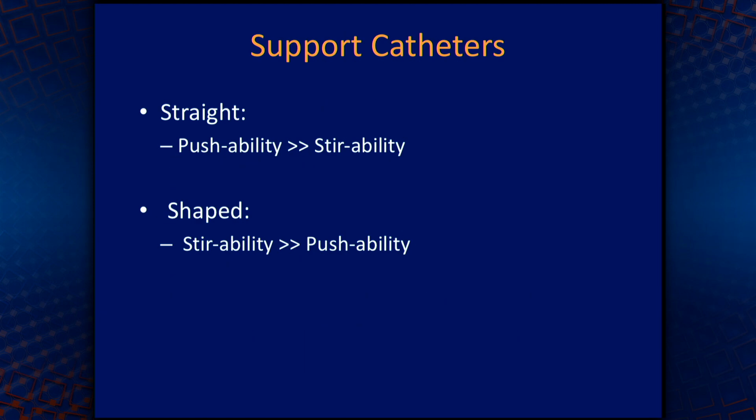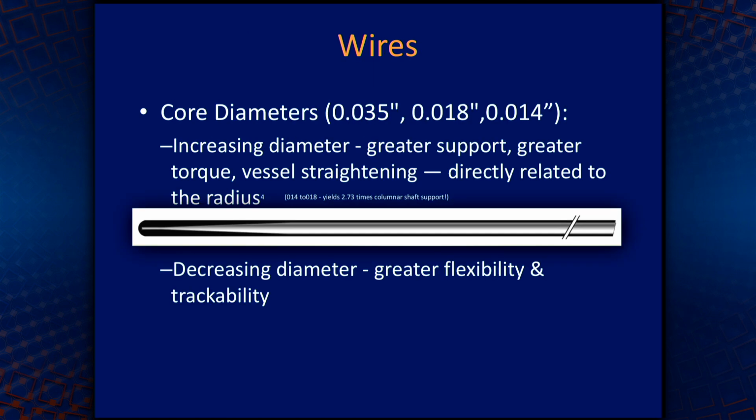What about support catheters? Well, this is quite simple. There are two varieties: straight and shaped support catheters. The difference is that straight catheters will have more pushability than steerability, and shaped catheters will have more steerability than pushability. What about the wires?